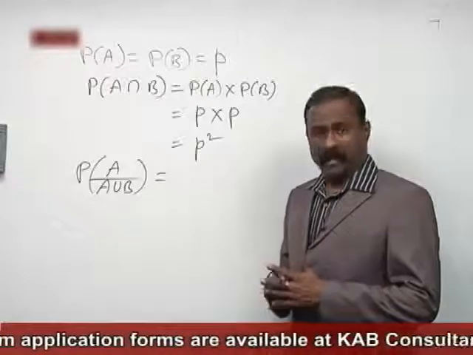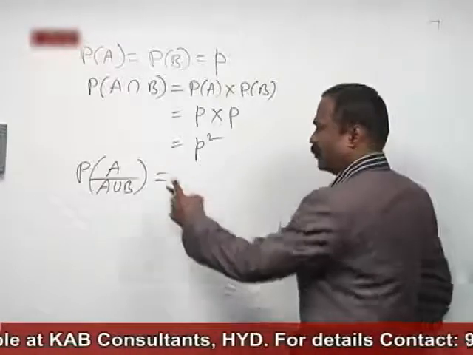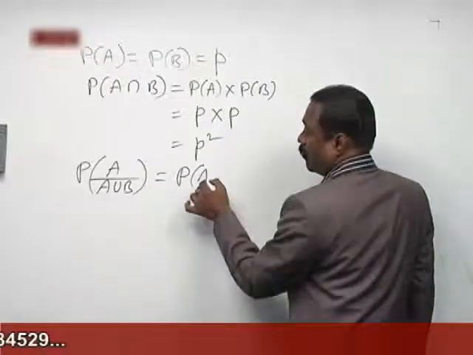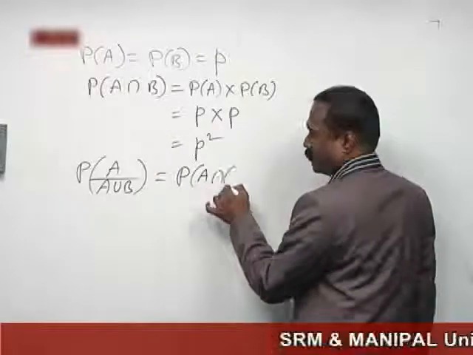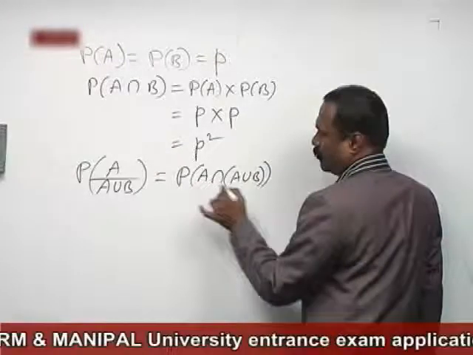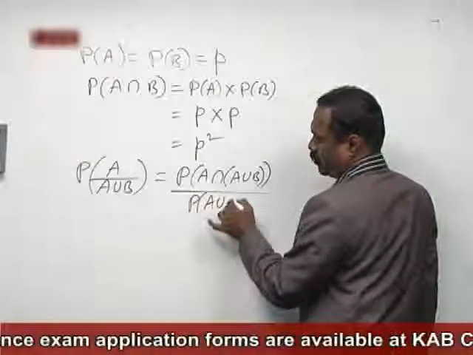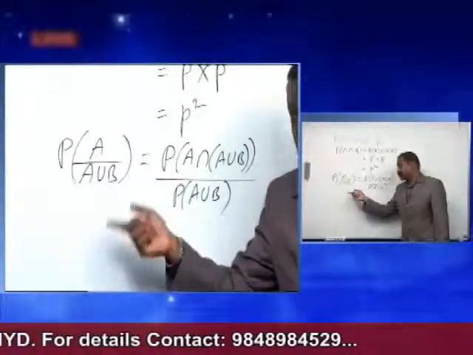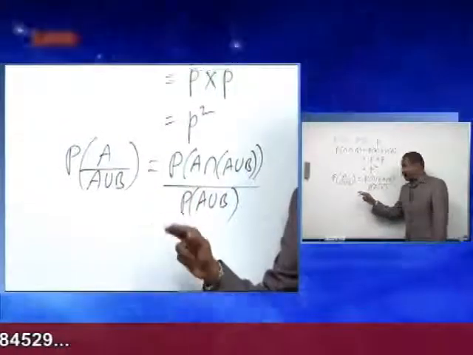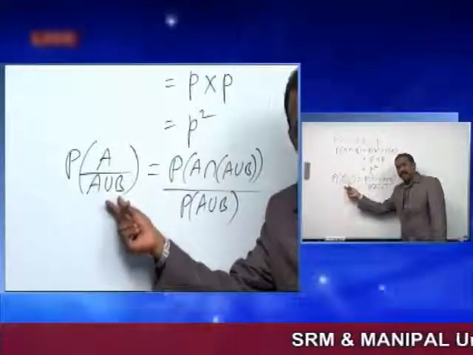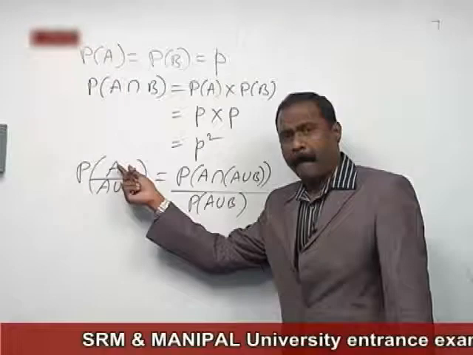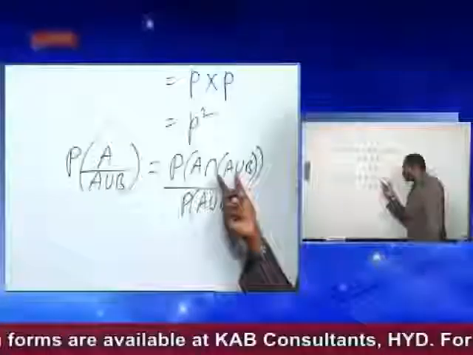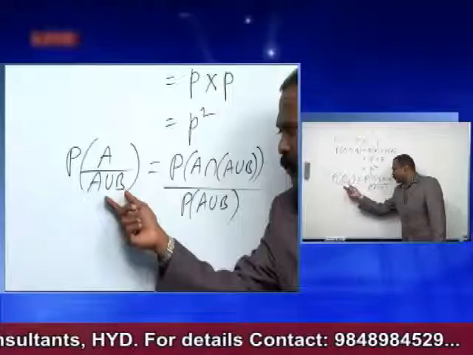Using the conditional probability, it can be written as P of A intersection A union B upon P of A union B. What I said? P of A after B. Just in the previous case itself, I wrote that P of A after B is nothing but P of A intersection B, where this is treated to be B here. P of A intersection B whole divided by P of A union B.